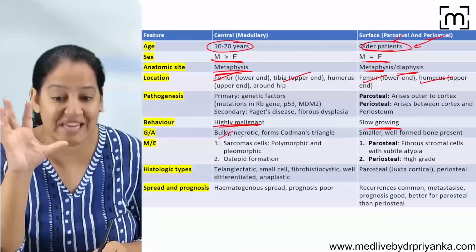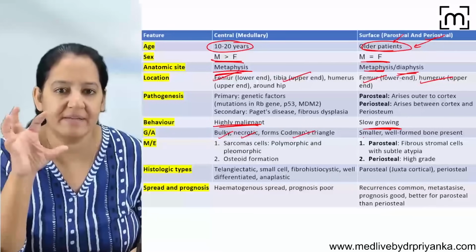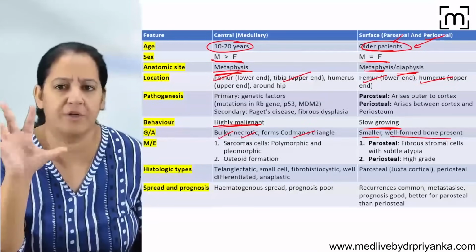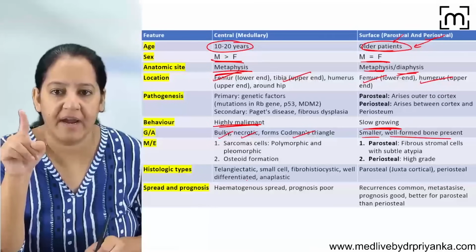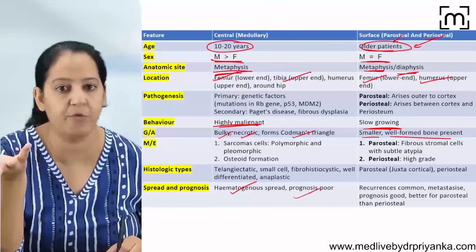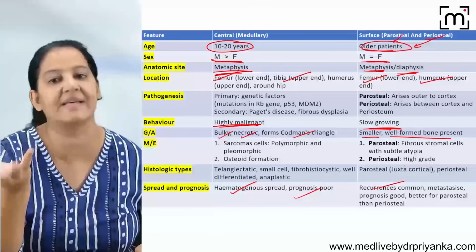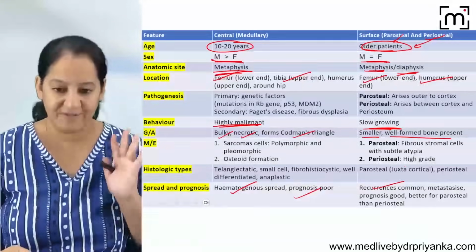Grossly, this one is bulky, necrotic, with areas of hemorrhage. It is having Codman triangle. Here they are smaller, well-formed tumors. Okay, and blood spread is there, that's why it has poor prognosis. Here recurrences are common but relatively better prognosis as compared to the central one. So you have to learn these differences.